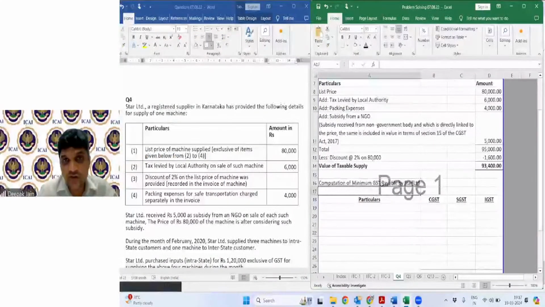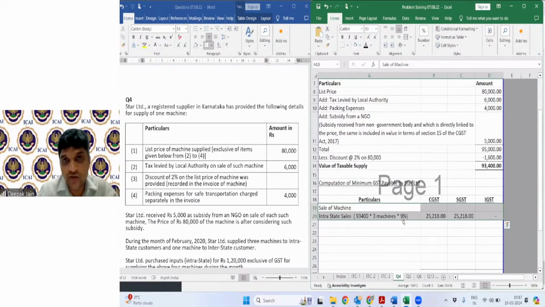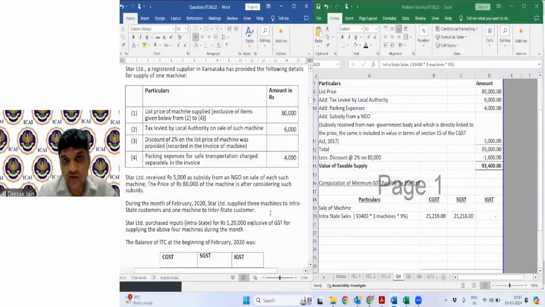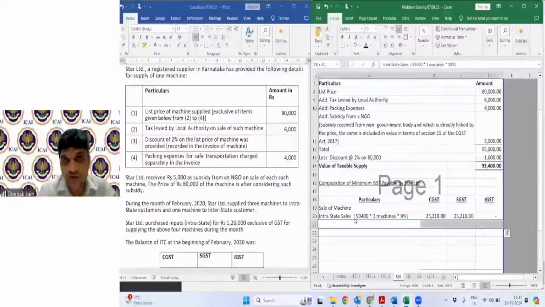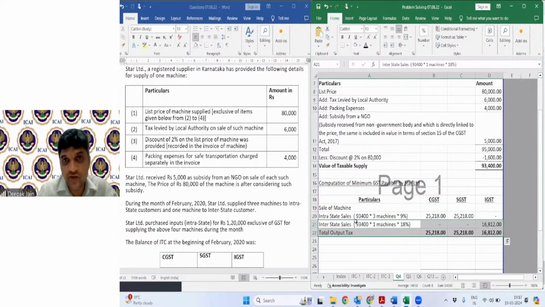Then how will I compute the GST payable? First, I will compute what is the output GST payable on the sale of machines. Intrastate, I am selling 3 machines. So 93,400 into 3 into 9 plus 9. Okay, I will get 25,218 of CGST and SGST. And interstate, 3 machines intrastate and 1 machine is interstate. So 1 machine interstate, 93,400 into 18%. Then total output tax is this much.